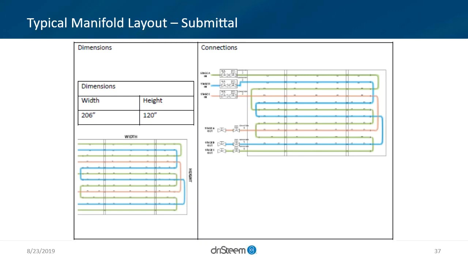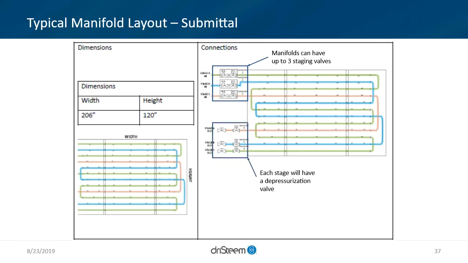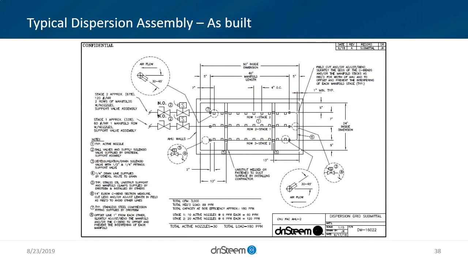Another submittal type document, I showed this photo earlier talking about staging, but really from a software perspective, as we look at DriCalc, showing that dimension along with potential staging. So manifolds can, for air handling and duct, have up to 3 staging valves and also have 3 depressurization valves. So some typical submittal documents, so you get a flavor for what DriSteem has from a submittal perspective. Here's a drawing of an as-built for that specific aspect ratio.